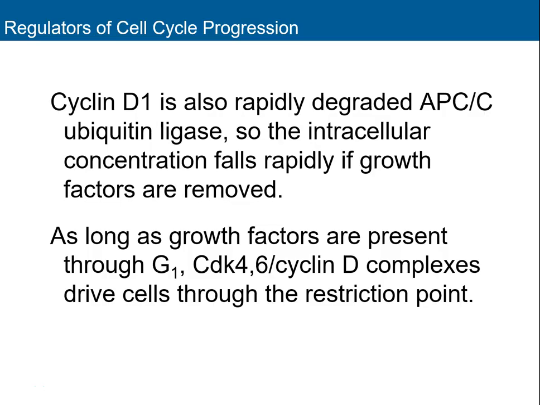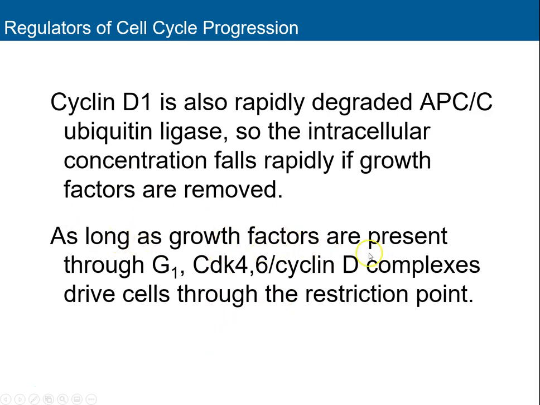All right, it says cyclin D1 is also rapidly degraded by the APC/C. Again, you saw that in that first diagram. Okay, and so it says intracellular concentration will fall rapidly if growth factors are removed. Super important, right? It can't be hanging around long and keep stimulating proliferation when really there's not a lot of growth factors out there. If there's a growth factor there, it initiates this process and then it's rapidly degraded. If there are more growth factors there, then the same thing will happen again, okay?